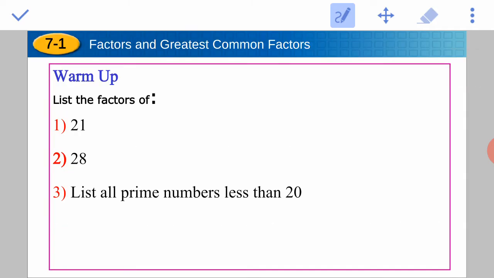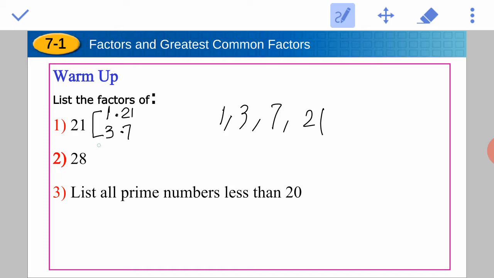Before we start our two skills for today, you need to recall how to list the factors of a number. How to list factors of 21. When you think about 21 as a product of two numbers, you will find 21 is 1 times 21 or 3 times 7. 1, 3, 7 and 21 are considered factors of 21. 21 can be divided by any one of these numbers. This is why we consider them factors of 21.